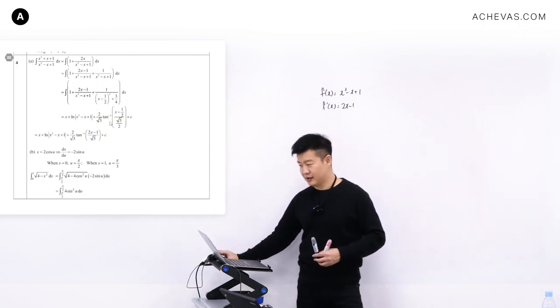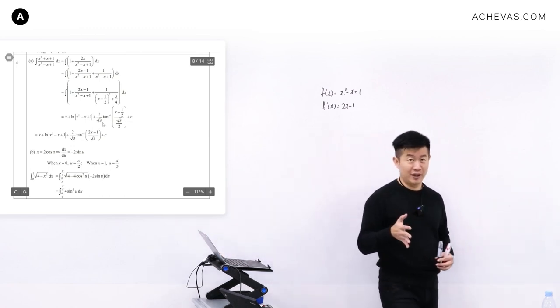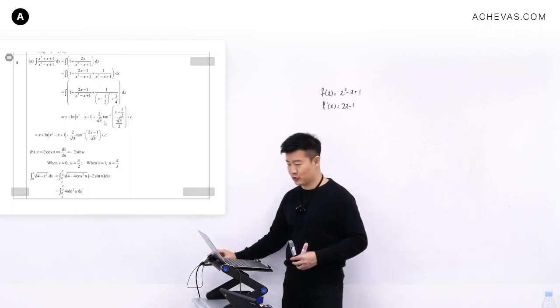Then applying what you have in your MF26, you will get this tangent inverse. But you will see this as square root of 3 over 2 squared, which will become this 2 over square root of 3. Assuming that you are still somewhat okay, let me move on to B.